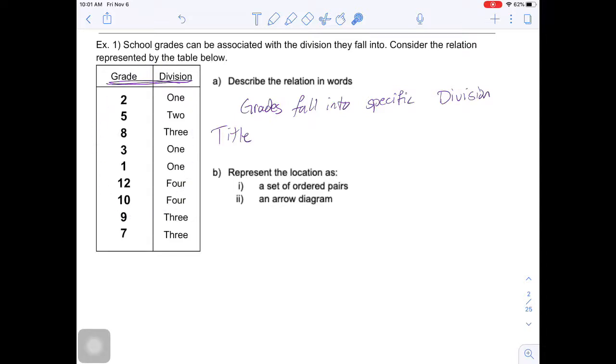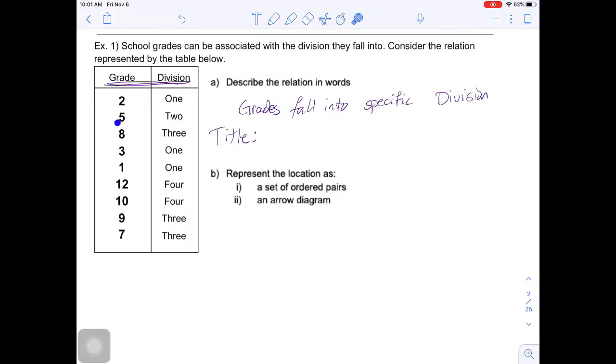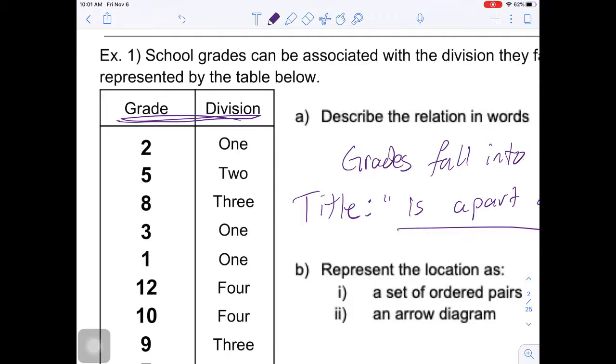every single table should have a title. So if we wanted to represent this title, we would read it as grade 2 is a part of division blank, or division 2, okay? So if we were to put a title above, you might not have enough room, but this would say is a part of.